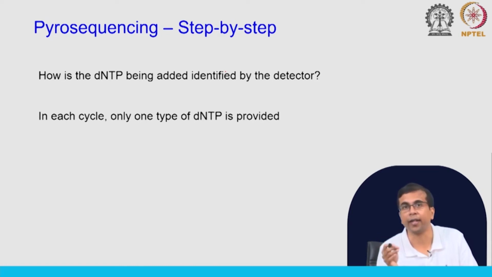So, in each cycle we provide only one type of dNTP. These are called cycles. We add one type of dNTP, let us say we provide A, we see if there is any signal, and then we wash away all these A's, and then we add G, let us say. We again wait to see if there is any signal or not, and then wash away G. Then we continue this process with C, T, etc., and then we start again with G. So, this is a continuous process that happens for many cycles.